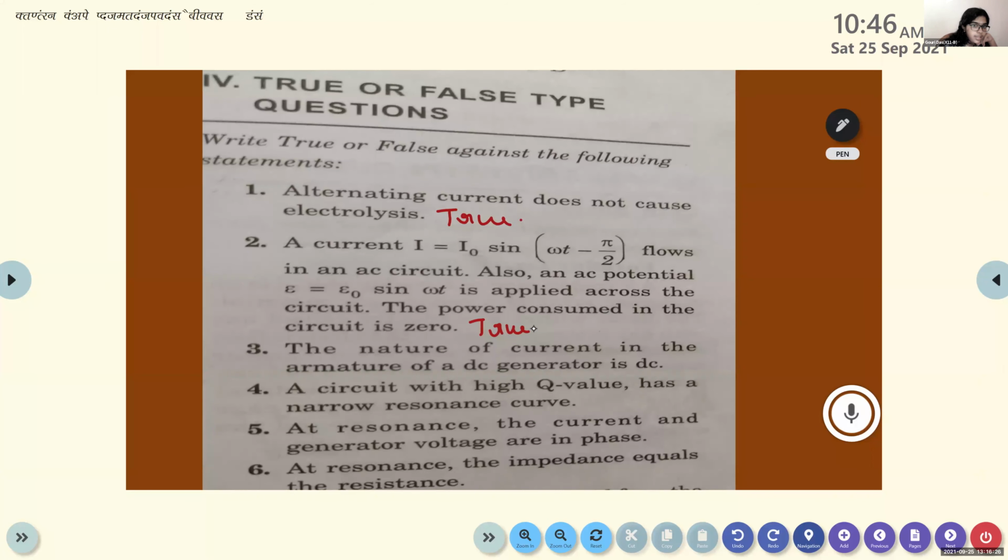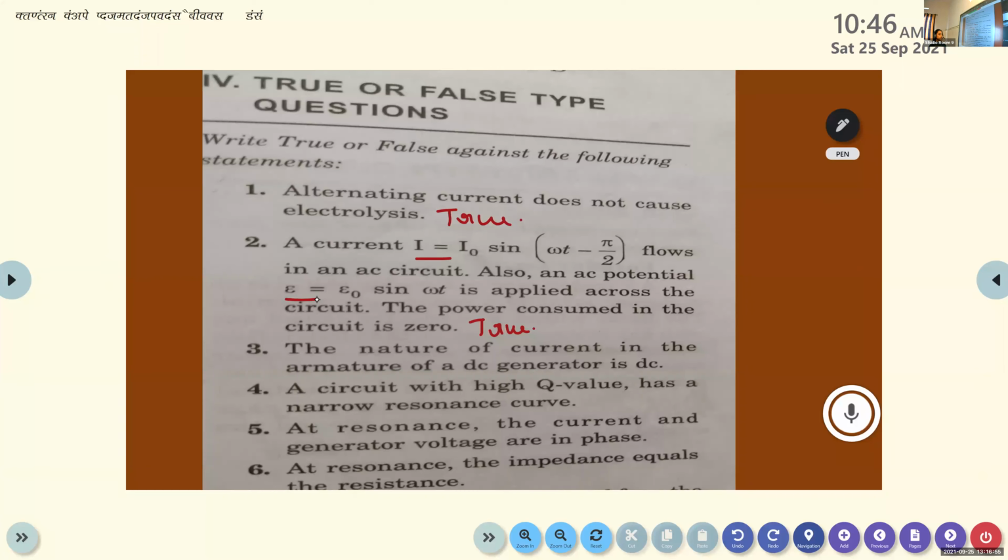Power in an inductor is 0. Yes, power in an inductor is equal to 0. The average power generated in an inductor is equal to 0. Power in an inductor circuit and also in a capacitor circuit is equal to 0. Or we can say the current and the EMF are out of phase by a phase angle of 90 degrees, and cos 90 is equal to 0. So this second statement is also true.